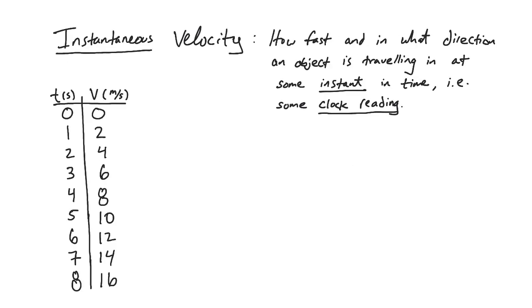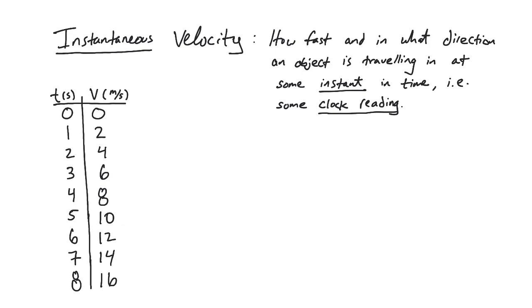So to begin, let's remind ourselves what's meant by an instantaneous quantity, specifically instantaneous velocity. That's how fast and in what direction an object is traveling at some instant in time or some clock reading, as we've learned to define it. So look at this table over here and maybe pause the video for a second and try to interpret what I'm trying to communicate here about a particular object. Here I have some clock readings, and then I have some corresponding instantaneous velocity values. What is happening here?